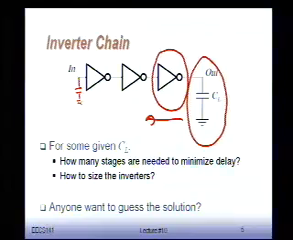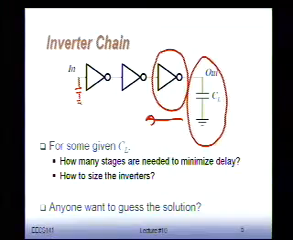So the question we're asking ourselves is how to size those inverters, number one. And two, how many should we use? How many inverters should we use in the chain? And as I mentioned last time around, the nice thing about this problem is that it's perfectly tractable. You can actually come up with the optimal solution. You know what it is. And that's quite nice. And that's what we have to derive first.